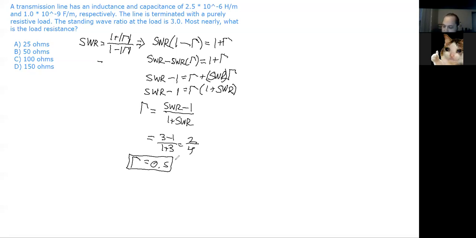Okay, and then for the reflection constant, gamma is going to equal ZL minus Z naught over ZL plus Z naught. Yep. We simply need to find ZL, the load resistance. So similar process, just solve for ZL like so.